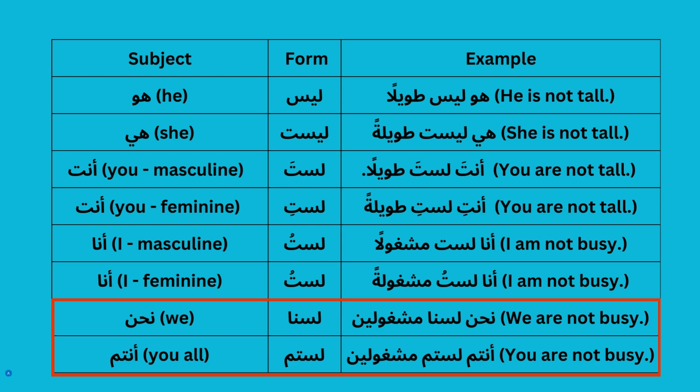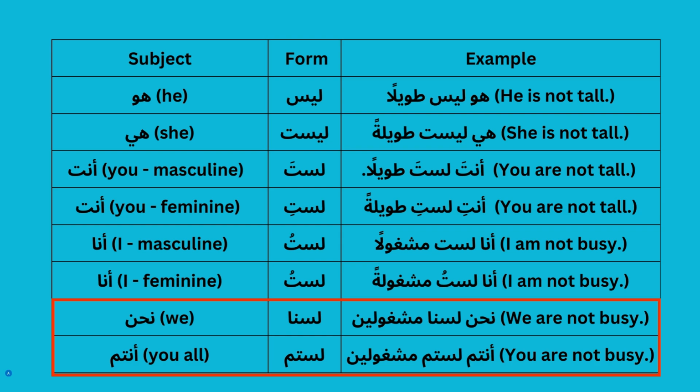We are not busy. Likewise, of course, we have not learned it today, but just for an example, and it's so easy, I'm introducing you this form lastum for antum. For you all, we can say lastum. Antum lastum mashghulin. You are not busy. This is for the plural form of you. You all are not busy. So we say antum lastum mashghulin.